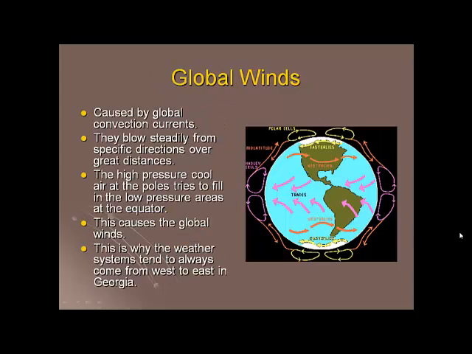Global winds. Global winds are caused by global convection currents. They blow steadily from specific directions over great distances. The high-pressure, cool air at the poles tries to fill in the low-pressure areas at the equator. This causes the global winds. This is why the weather systems tend to always come from west to east in Georgia. We live in this area where the westerly winds prevail.